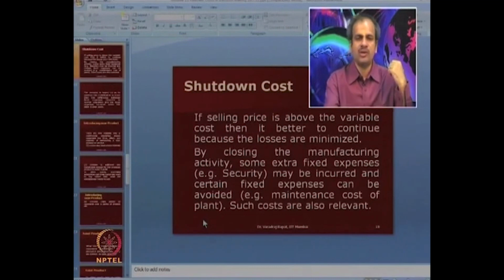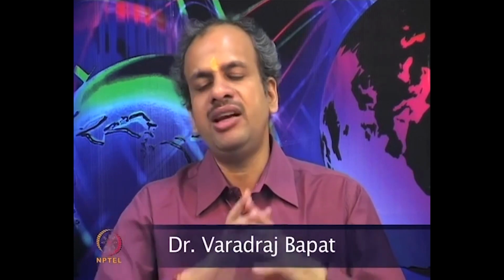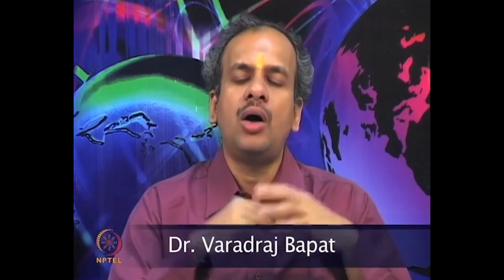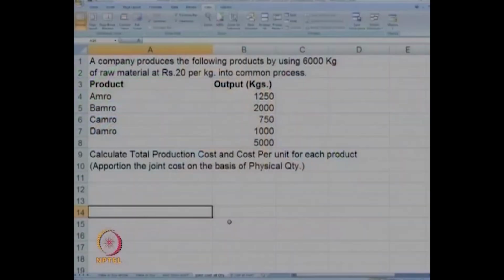So this was the discussion about joint products. Now let us look at some problems that will make it clearer to you how joint costs are charged. Here you can see that a company produces the following products by using 6,000 liters.